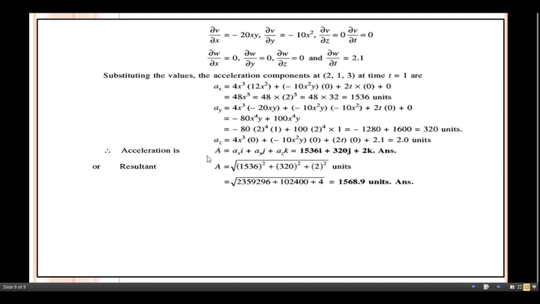So we can get the acceleration in vector form like this: the acceleration is axi plus ayj plus azk. Already we have ax as 1536, ay as 320, and az as 2 units. Just substitute here and get the value for acceleration. The acceleration is the square root of the square of this one plus the square of this one plus the square of this one. Just solve this, and we get the acceleration as 1568.9 units.